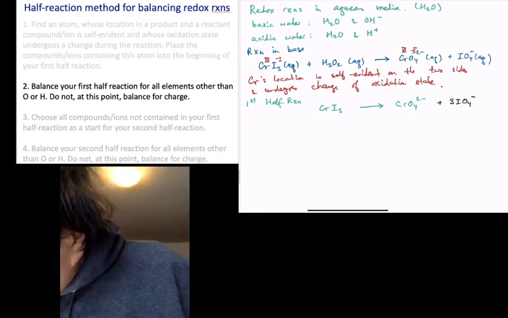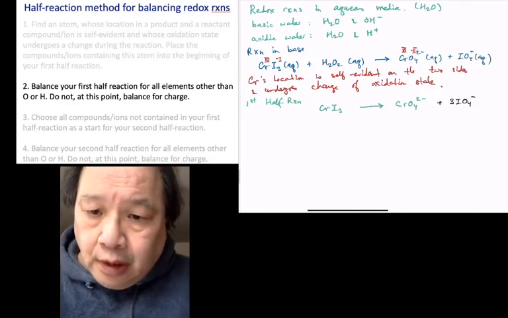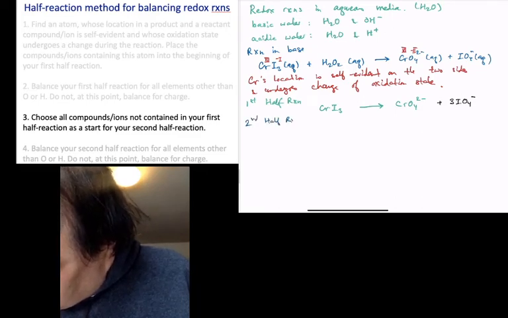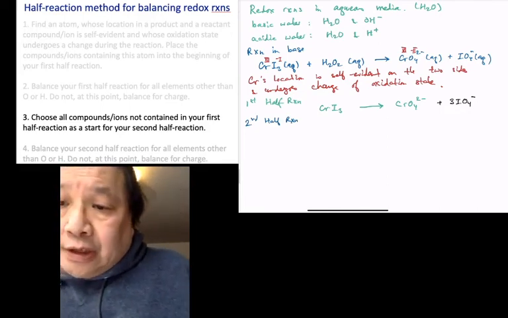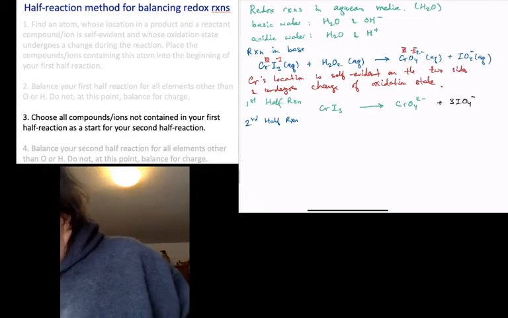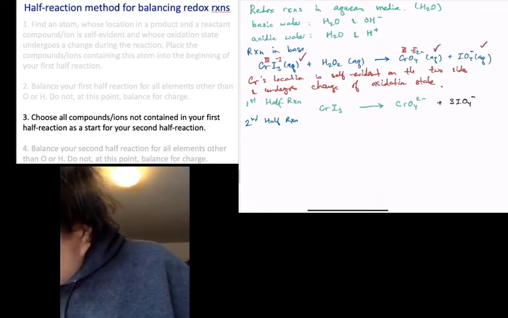We can now move to the second half reaction. And it states, choose all compounds and ions not contained in your first half reaction as your start for your second half reaction. Well, we've already done this one. We've carried out this one. We place this one. There's only one that we haven't used. It is H2O2.